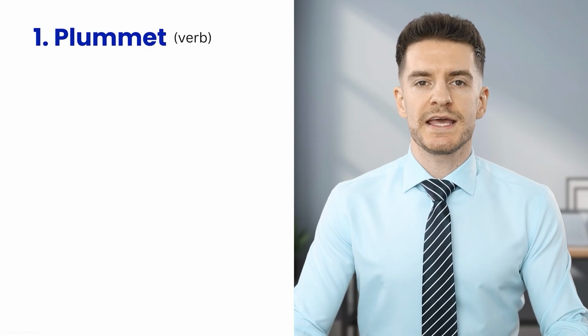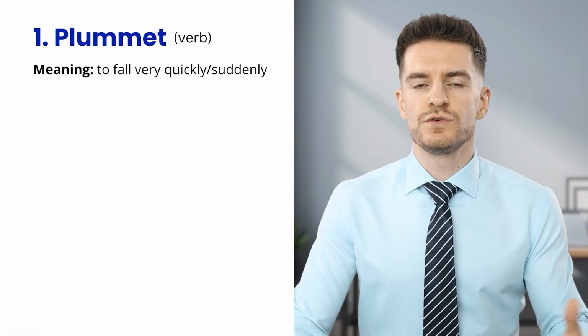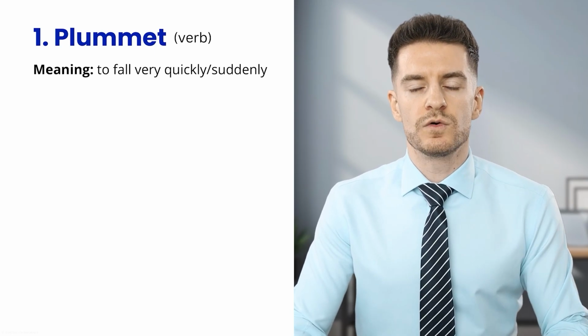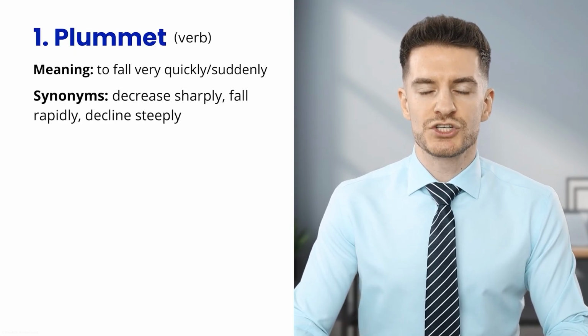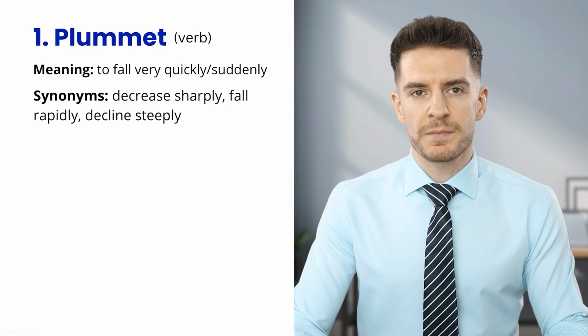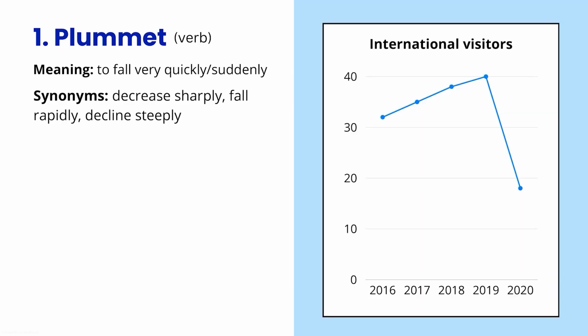So the first word is plummet, which is a verb. Now plummet means to fall very quickly or very suddenly. Here are some synonyms: decrease sharply, fall rapidly, and decline steeply. So have a look at this chart on the right-hand side of the screen now. You can see at the end of the period, there's a big drop. So that's where we can use plummet.